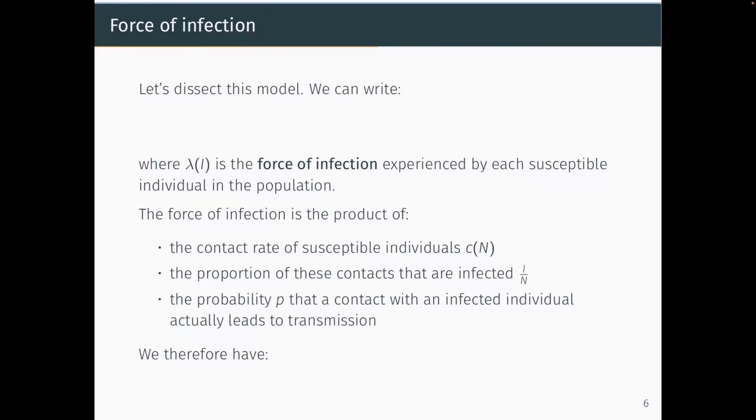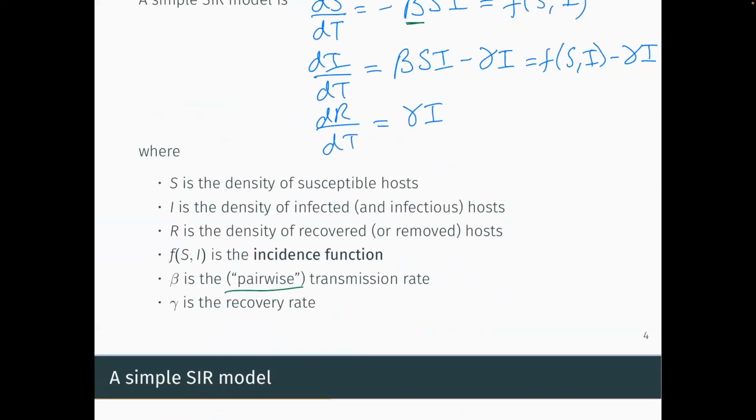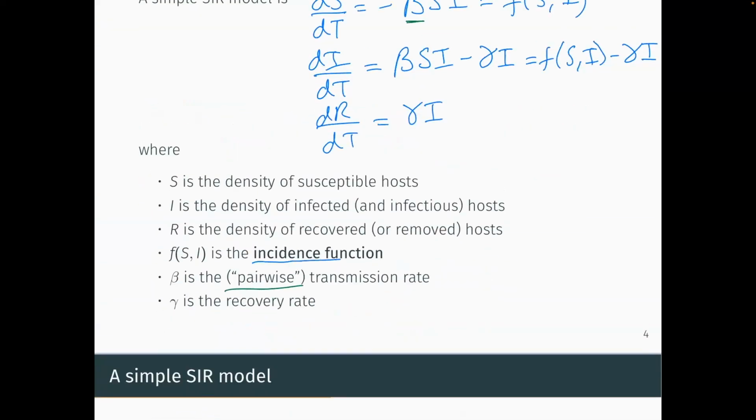Okay, so let's think about some of the components. Today, we're really focusing on model construction rather than analysis, so what actually goes into this. So let's think about the force of infection, first of all. If you recall, we had this F of SI, and this we defined to be the incidence function. I didn't actually say that at the time. This is basically telling us the rate at which new infections are being produced.